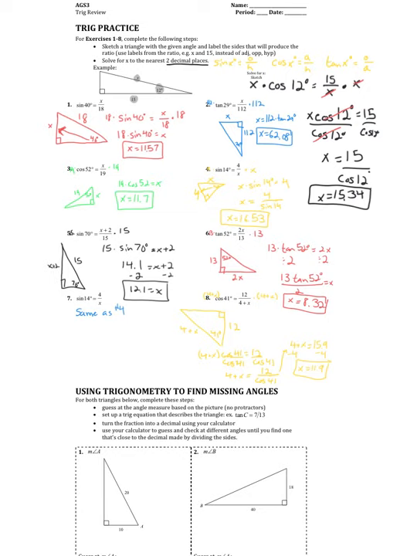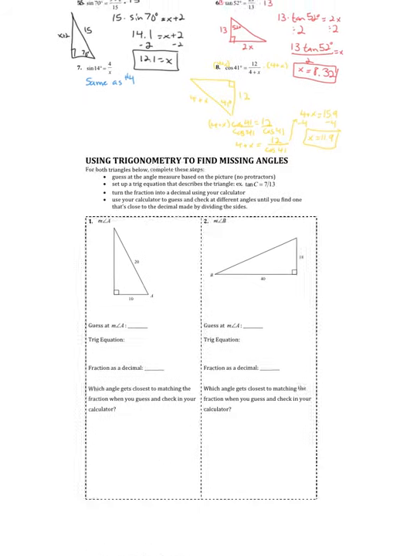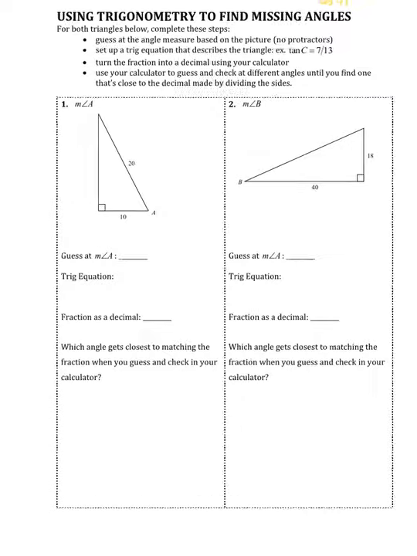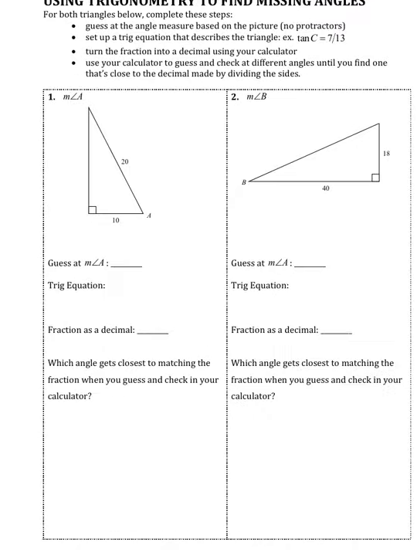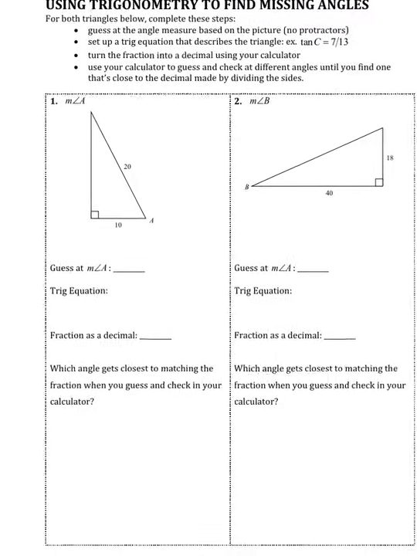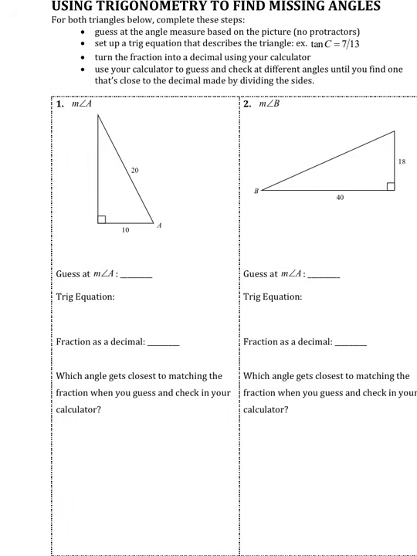If we're missing an angle for a triangle, one way we can do it is a guess and check method, where we look at something like this one, which says using trigonometry to find missing angles. And what we can do is go ahead and guess at the measure of angle A here. So let's say angle A is 65 degrees. That's going to be my guess for angle A here.